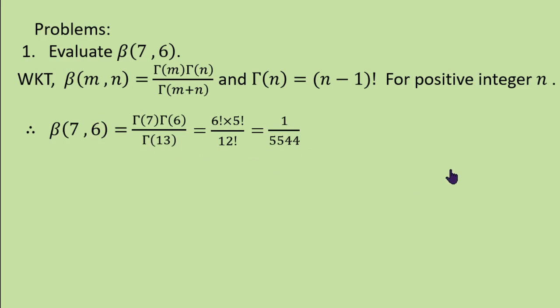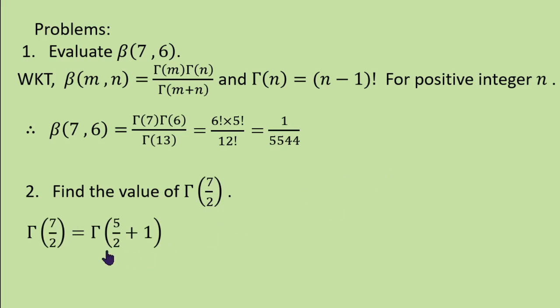One more example. Find the value of gamma 7 by 2. So it is not an integer, so it is a fraction. Therefore, use the gamma n plus 1 is n gamma n formula. 7 by 2 can be written as 5 by 2 plus 1, and hence gamma 7 by 2 is gamma n plus 1, n is 5 by 2, n gamma n means 5 by 2 gamma 5 by 2.